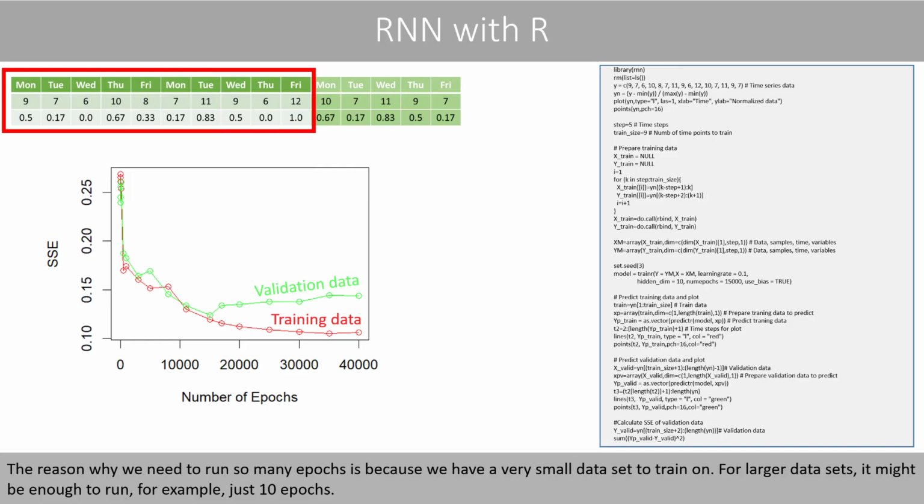The reason why we need to run so many epochs is because we have a very small dataset to train on. For larger dataset, it might be enough to run, for example, just 10 epochs.